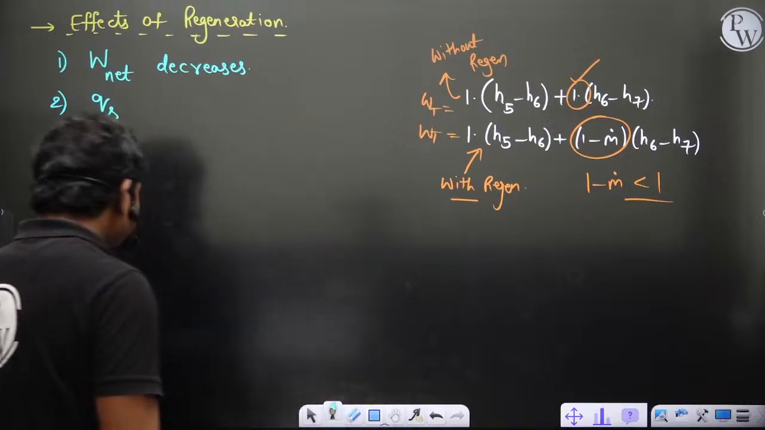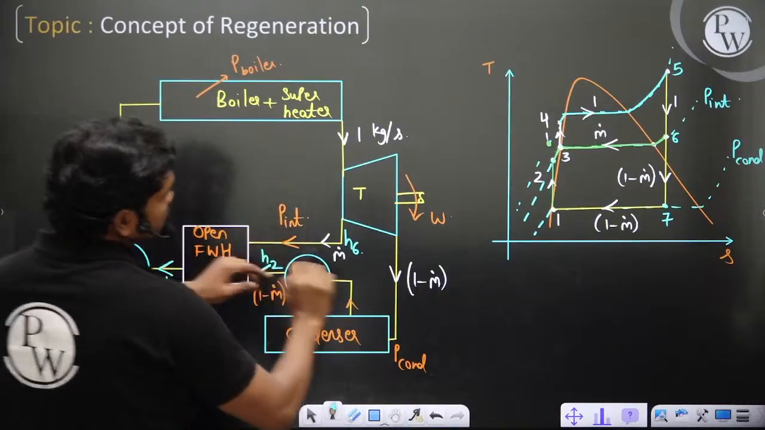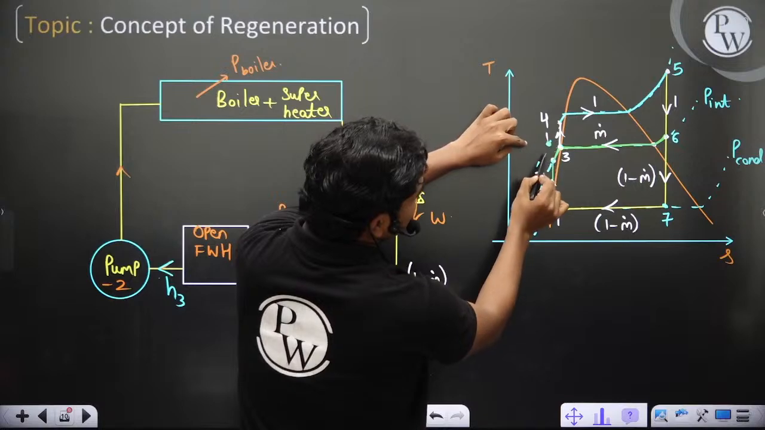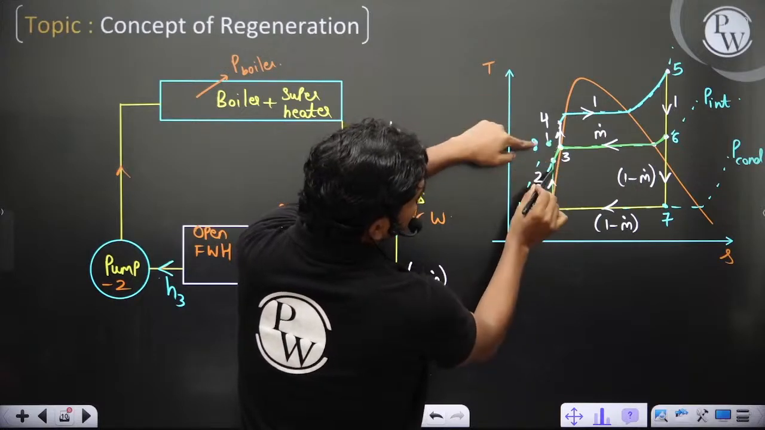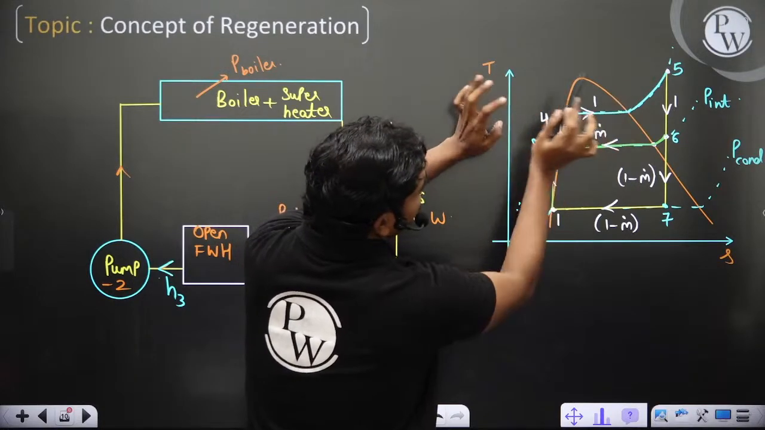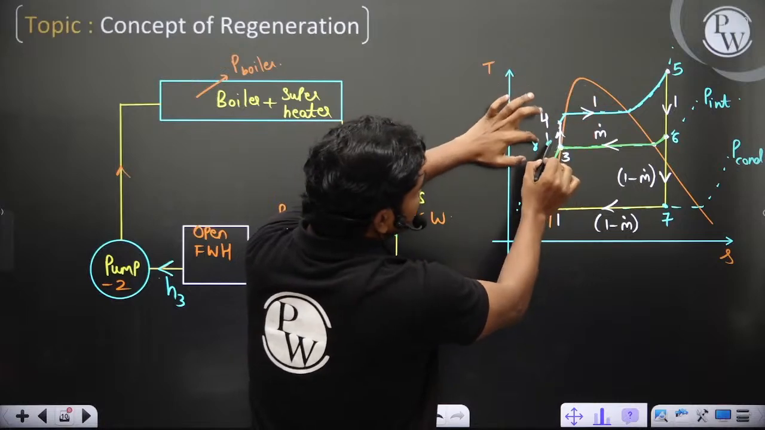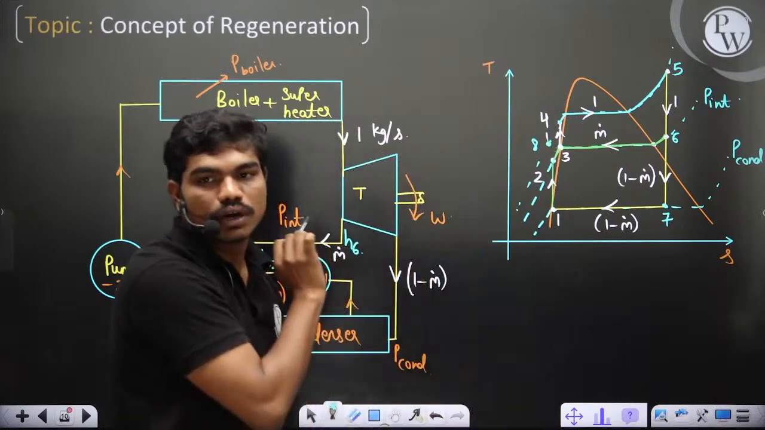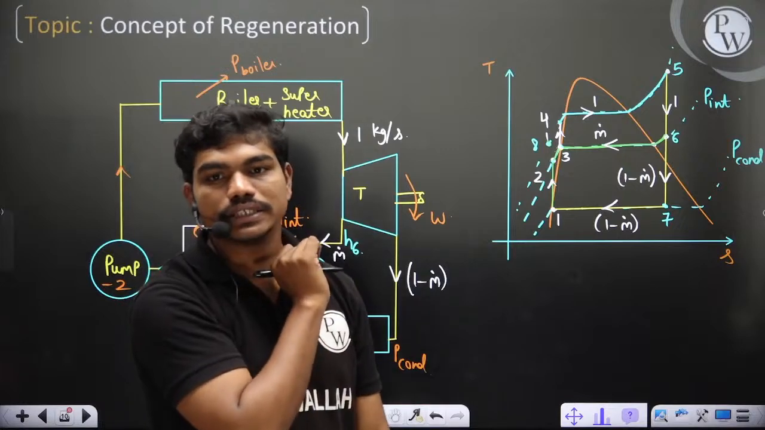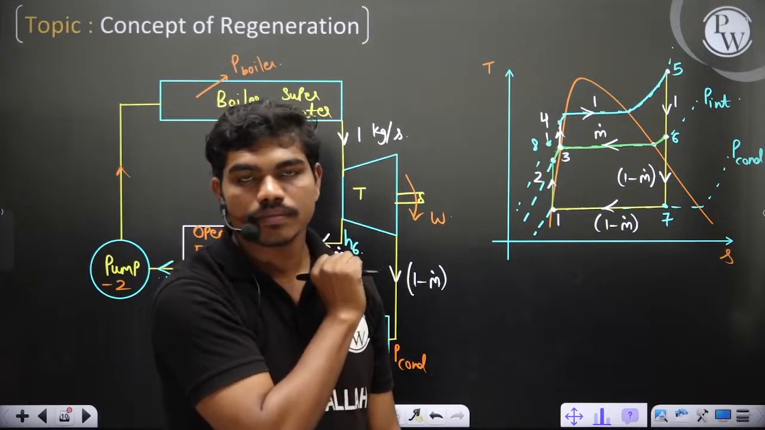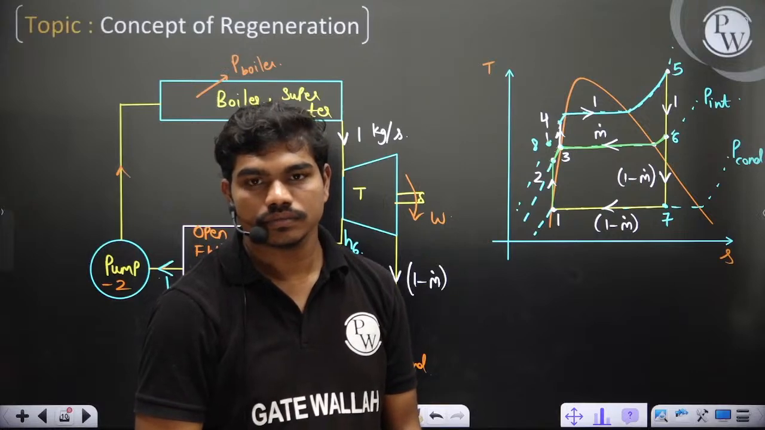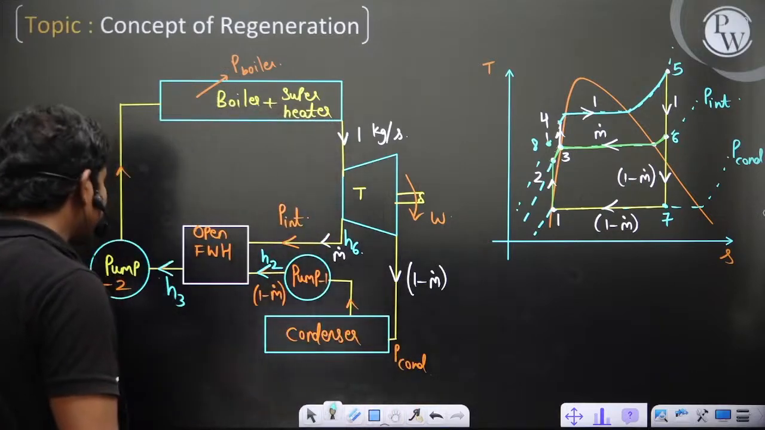If there is no reheating, you would have heated this substance's complete mass from state 4 to this state. Let us say, for example, if this is state 8, you would have heated the mass from state 8 to state 5. But now, because of regeneration, instead of starting heating at 8, you are starting to heat at 4. So what's happening to heat added, QS? It decreases. So QS also decreases.